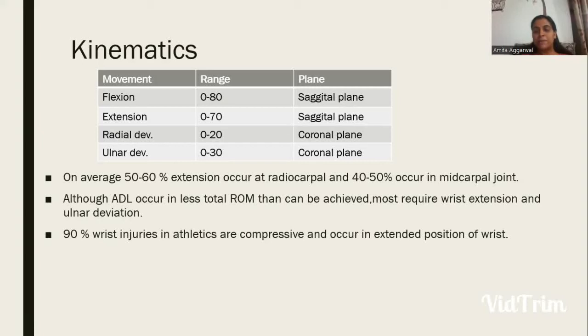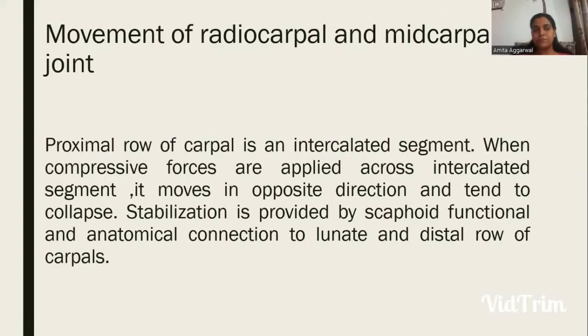Now, whatever our activities of daily living involve, they involve a little less range of motion than this. So as a physiotherapist, we try to achieve at least the functional activity range. And 90% of wrist injuries in athletics are compressive in nature, and generally they happen in the extended position of the wrist. Most activities of daily living require wrist extension and ulnar deviation movements. Now, if we discuss the extension movement, from the neutral position, or from full flexion, how does full extension at the wrist joint go?